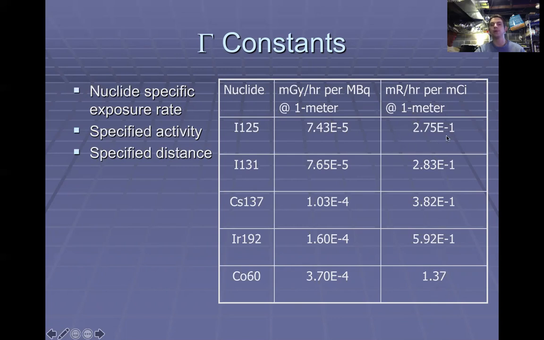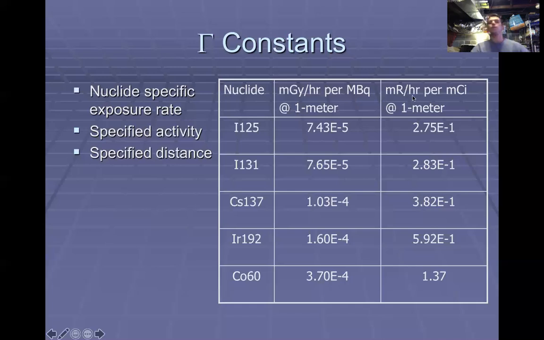Something like I-125 has 0.275 MR per hour per millicurie at 1 meter, versus something like cobalt-60, which gives off multiple high energy photons, so that gamma constant is something like 5 times higher. That means a cobalt-60 source would have 5 times the amount of radiation per activity than an I-125 source.